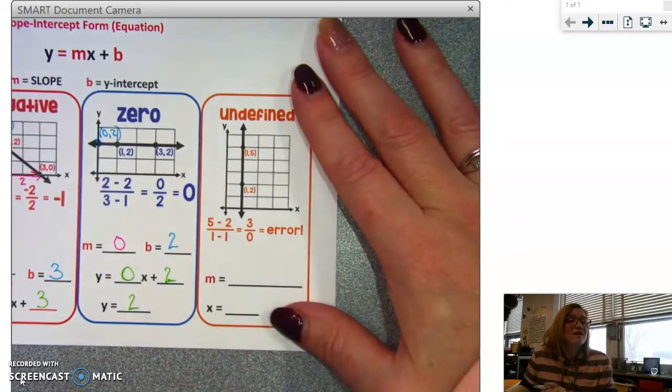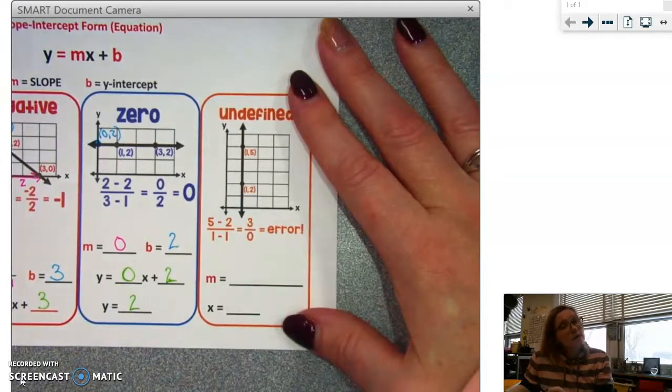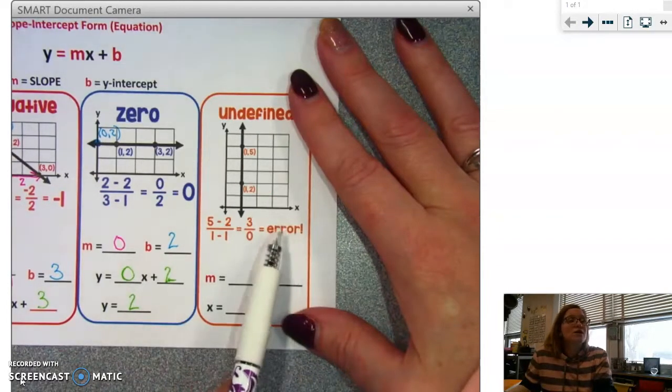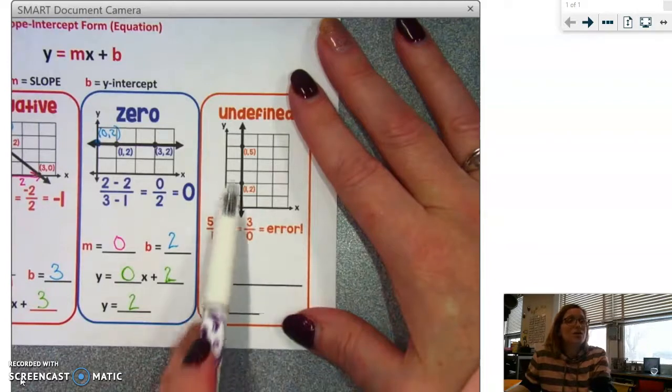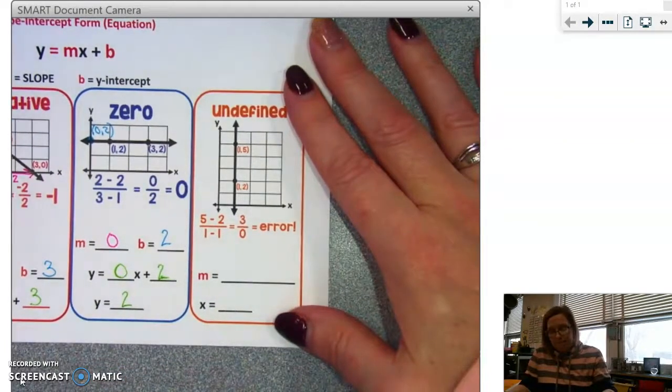If you put 3 divided by 0 in your calculator, it's going to give you this message. It's going to say error because you can't do it. Undefined is what we call it. It's undefined. You can never divide by 0. So calculators don't like it and they'll say, nope, you did something wrong. Can't do that. So if you get this error message in your calculator or you realize it's a vertical line, our slope is simply undefined.